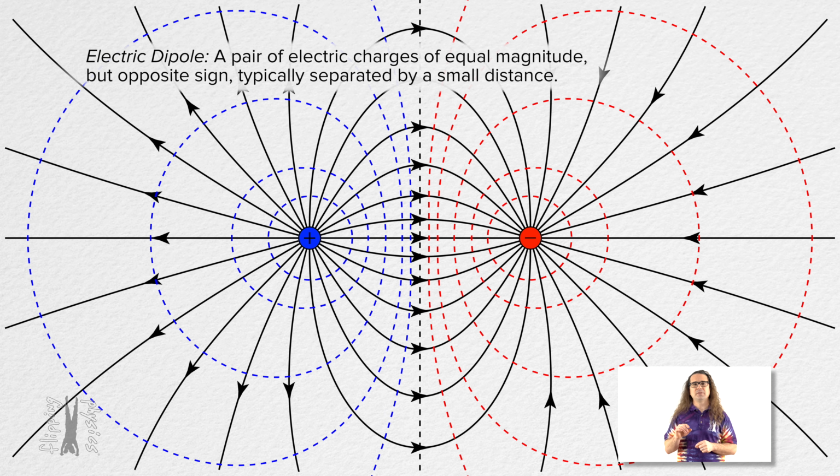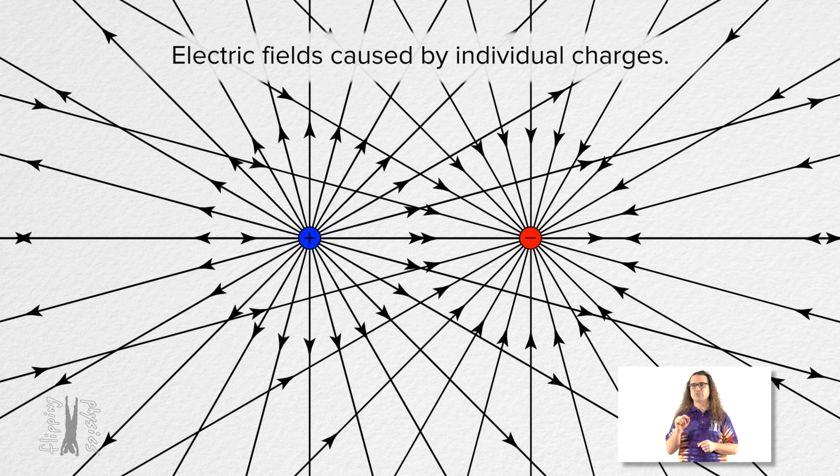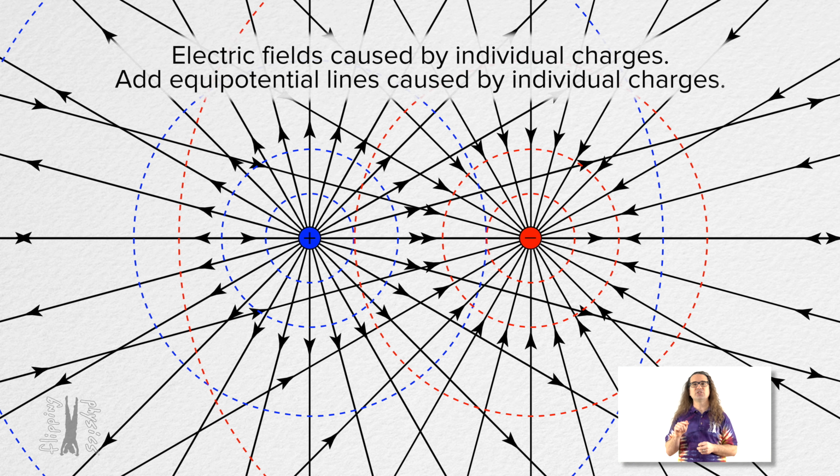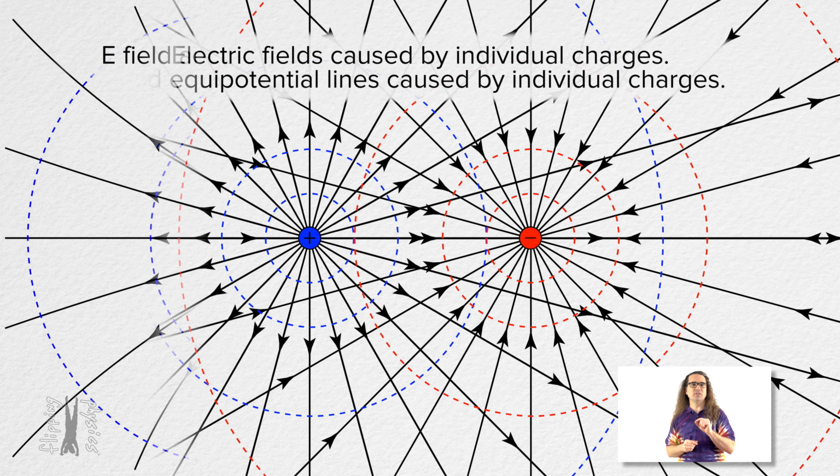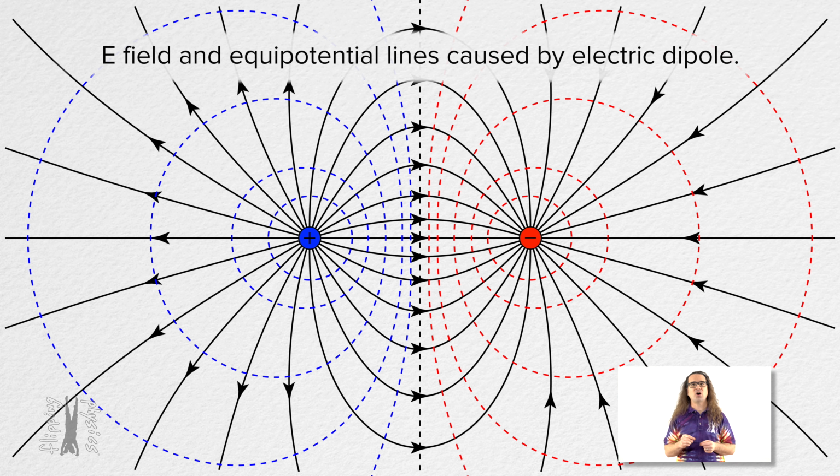Actually, let's do that again. Start with just the electric fields caused by each of the singular charges. Add the equipotential lines caused by each of the singular charges. And again, transition to the electric field and equipotential lines caused by the electric dipole.